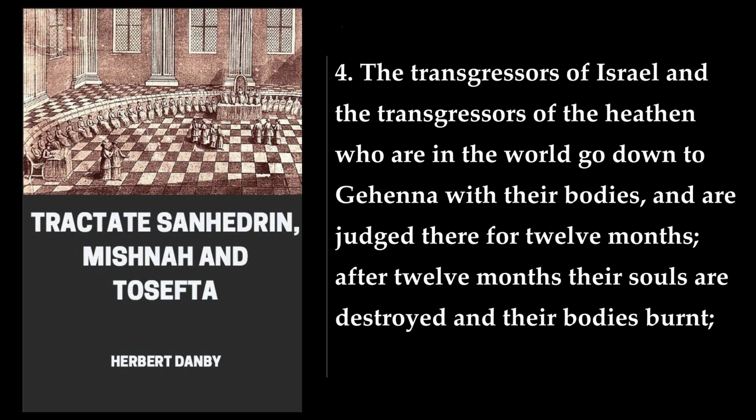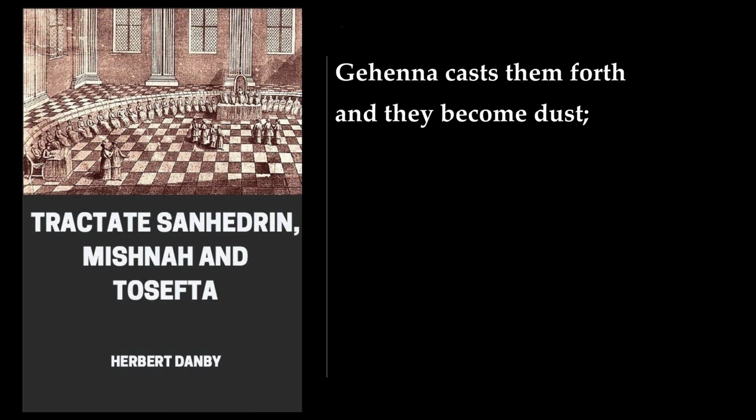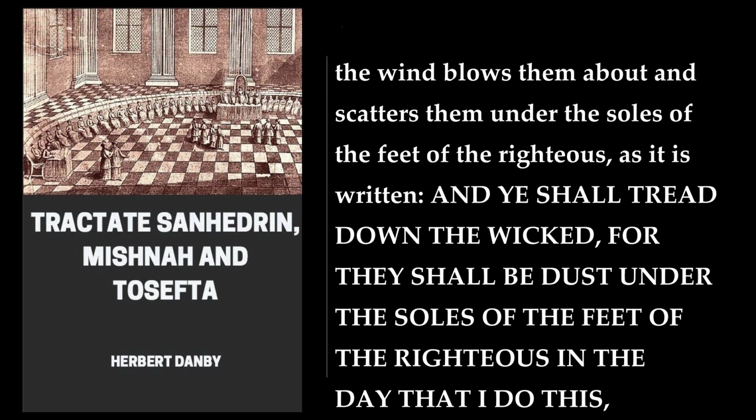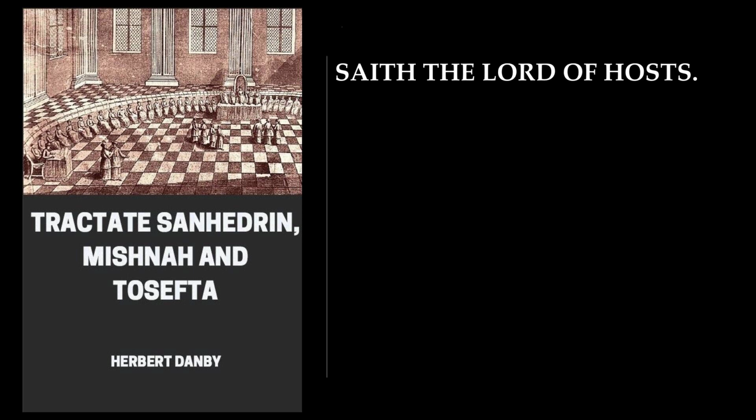4. The transgressors of Israel and the transgressors of the heathen who are in the world go down to Gehenna with their bodies, and are judged there for 12 months, after 12 months their souls are destroyed and their bodies burnt. Gehenna casts them forth and they become dust. The wind blows them about and scatters them under the soles of the feet of the righteous, as it is written, and ye shall tread down the wicked, for they shall be dust under the soles of the feet of the righteous in the day that I do this, saith the Lord of hosts.